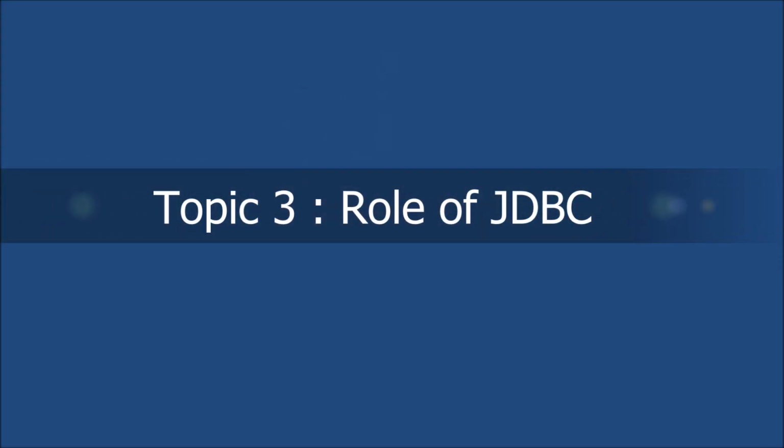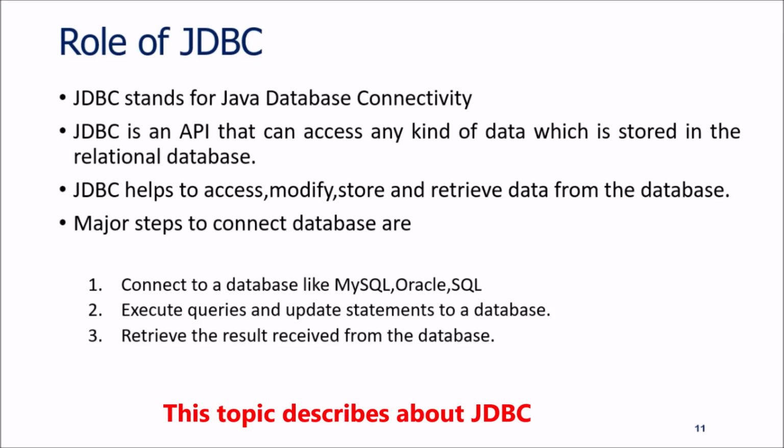What is JDBC? JDBC stands for Java Database Connectivity. It is an API that can access any kind of data which is stored in a relational database. As we saw already, data are stored in the relational database and can be accessed using the JDBC API. API is nothing but Application Programming Interface, which has a set of classes and interfaces that help to access the data from the database.